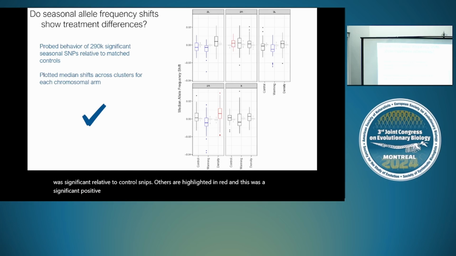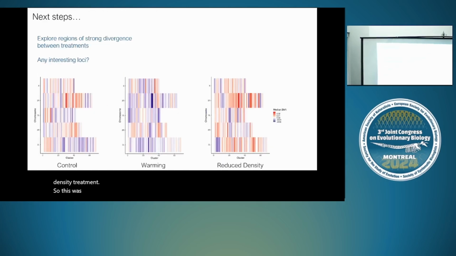So we did find that seasonal allele frequency shifts showed treatment differences. And chromosome 3R was especially interesting because we saw a significant negative allele frequency shift across our clusters in the warming treatment, but a significant positive shift across clusters in the density treatment. So this was exciting, and our next steps for these analyses are to explore regions of strong divergence between treatments.